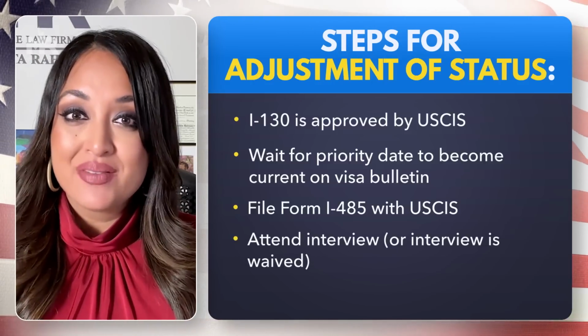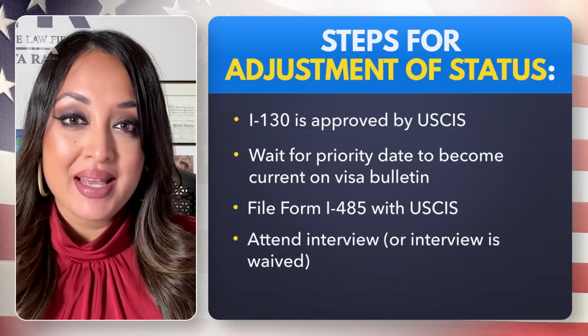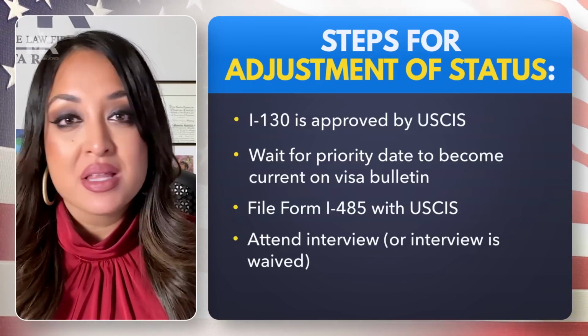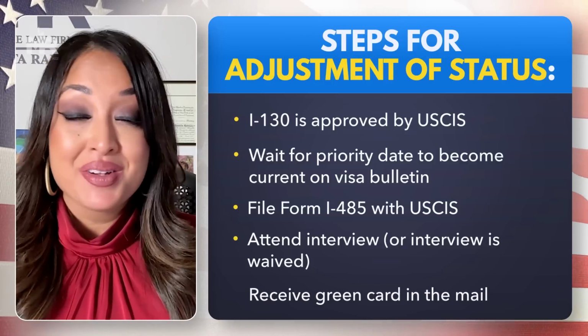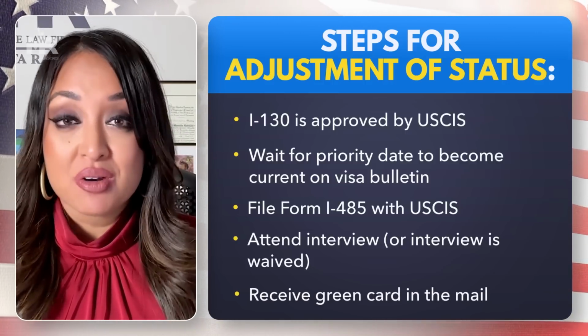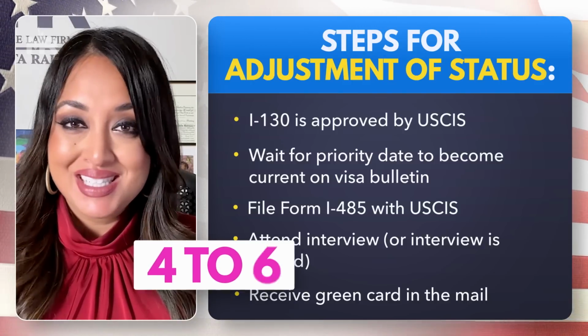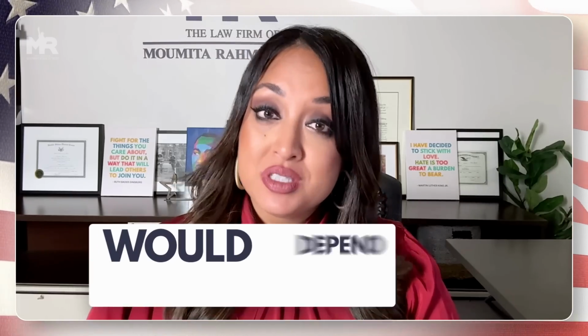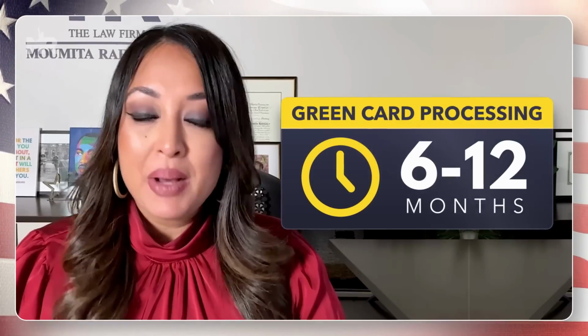Sometimes they would have an interview at a USCIS field office, and other times their interview may be waived. Assuming there's an interview and there are no problems for your relative to adjust, the green card should arrive in the mail in hopefully 4 to 6 weeks. The total amount of time that it would take your relative to process while inside the United States, again, would depend on the visa bulletin, but once the visa bulletin is current, then it could take as little as 6 months to up to a year for the I-485 to be processed for the actual green card.